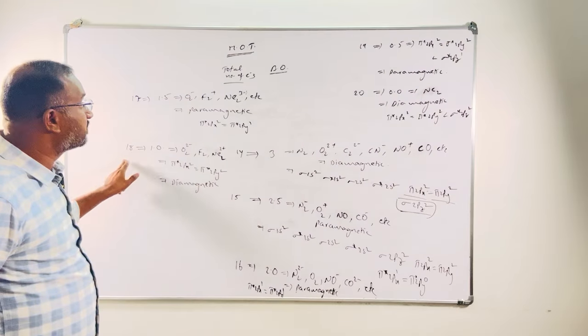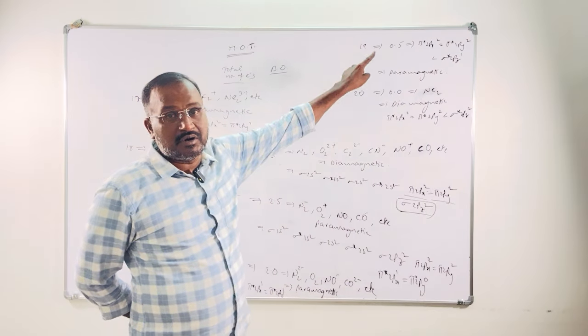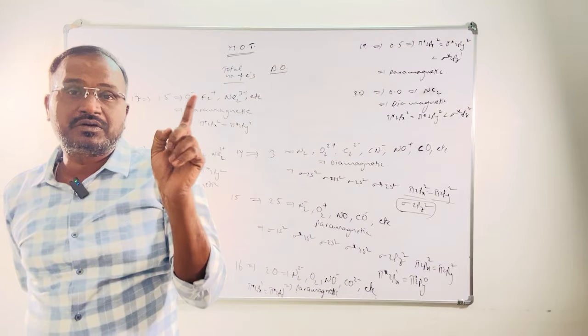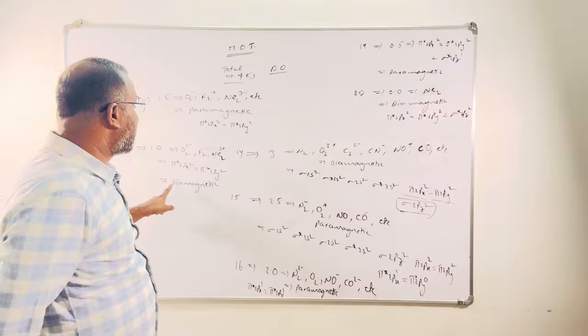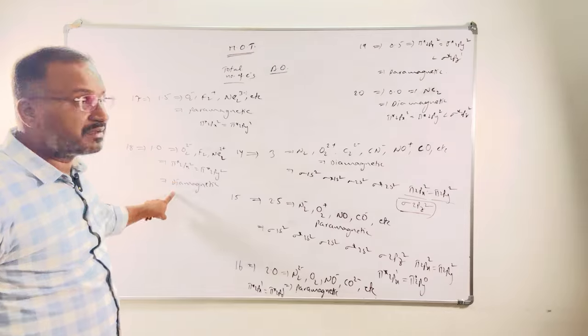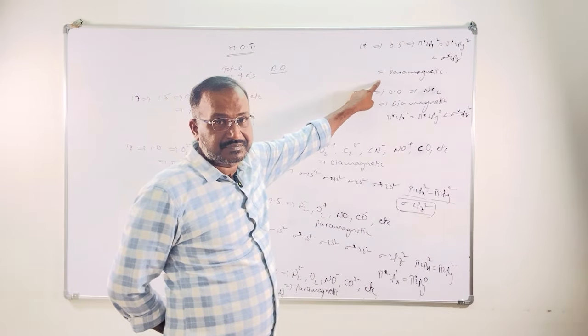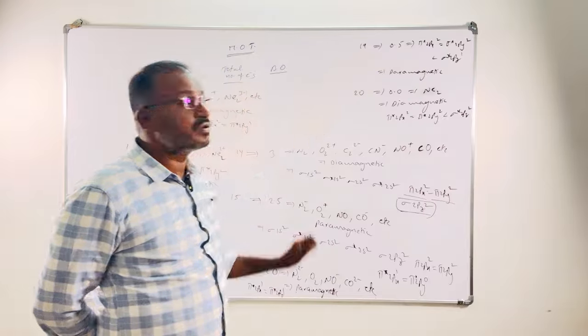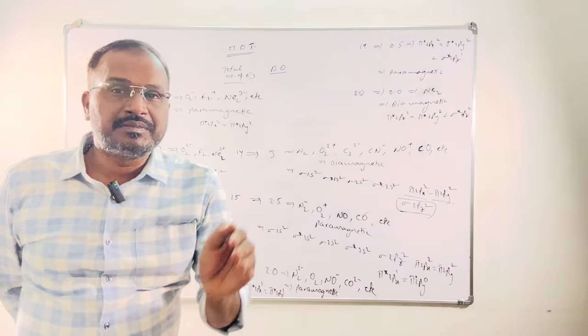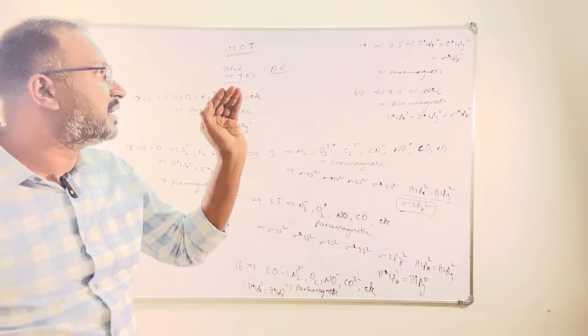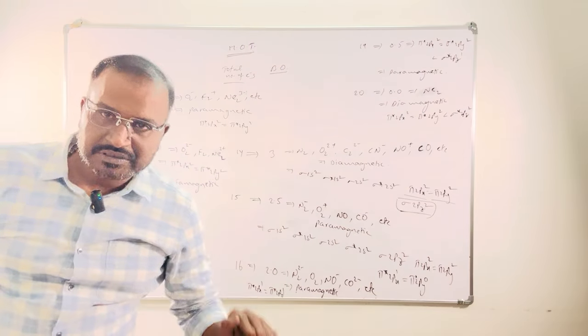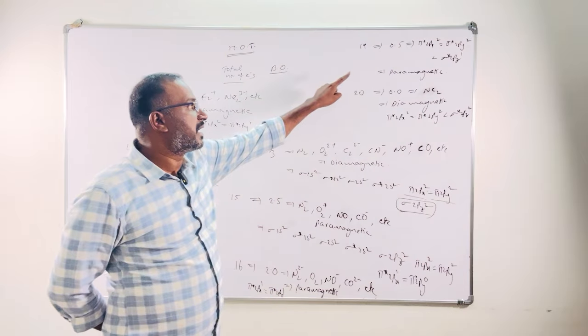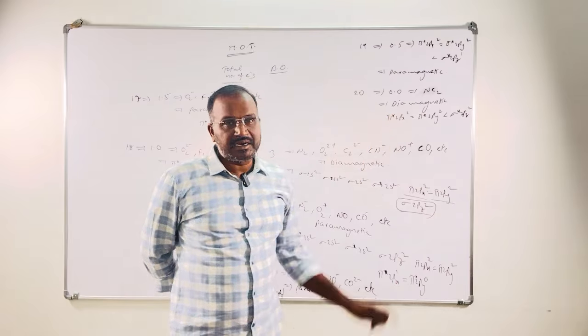If it is changing from 18 to 19, bond order decreases from 1.0 to 0.5. Magnetic nature also changes from diamagnetic to paramagnetic. If number of electrons changes from 19 to 20, bond order becomes 0, means 0.5 to 0 will be decreased, and paramagnetic nature converts into diamagnetic nature.